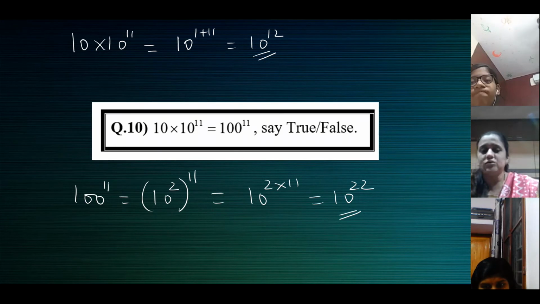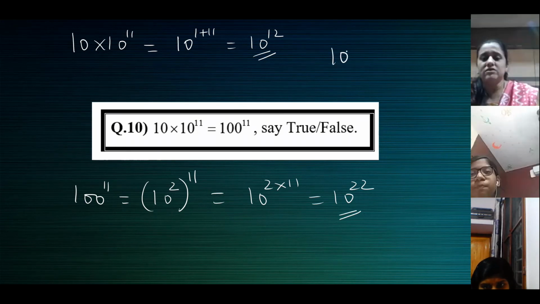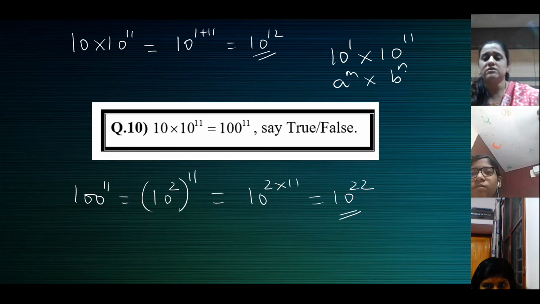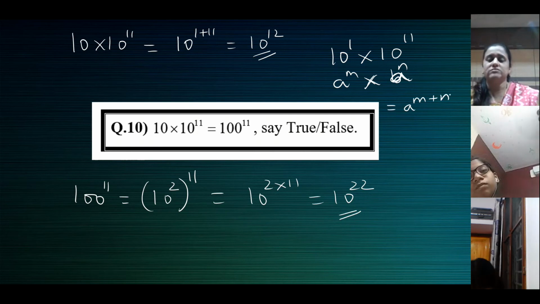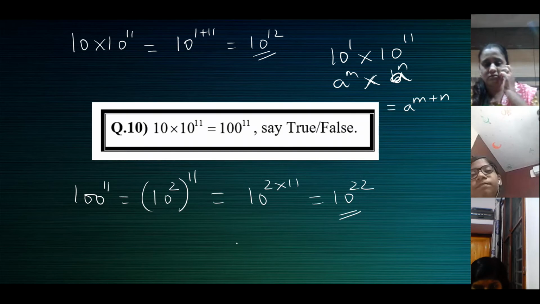But this fits into what rule? 10 to the power 1 into 10 to the power 11 fits into what rule? Bases are same. So a to the power m into a to the power n. Bases are same, it's multiplication. So we need to add the powers, which is a to the power m plus n. Yes, ma'am.